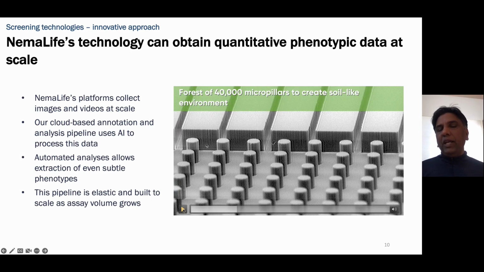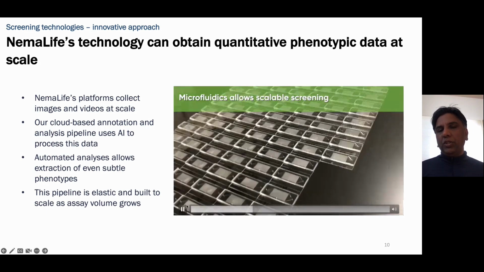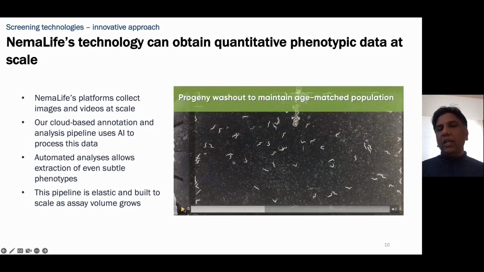And we can make hundreds of these chips, allowing us to do high throughput screening. And here is a segment that shows how we're able to remove the progeny and essentially automate animal husbandry at scale. The worms are all shown in this image here, but you see these gray specks, these are the larvae or the progeny.